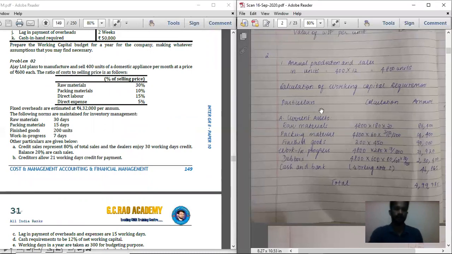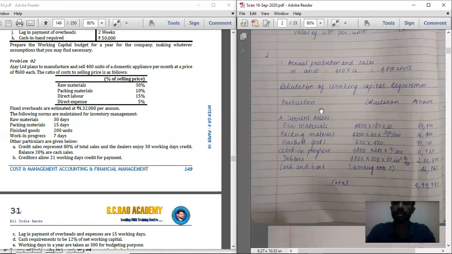Now put the heading. Problem number 2. Roman number 1. Annual production and sales in units. Annual production and sales in units is equal to total units to be sold in a month, which is 400, equal to 400 into 12, equal to 4,800 units.